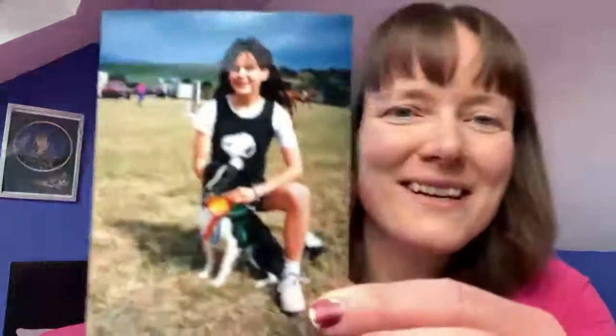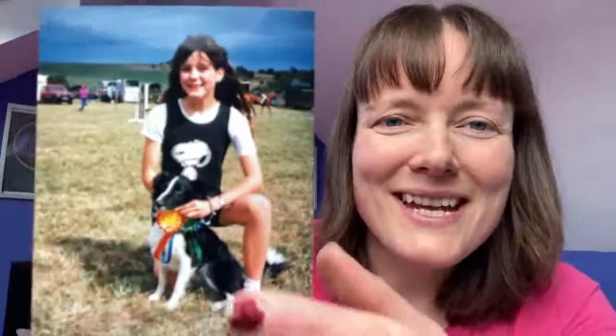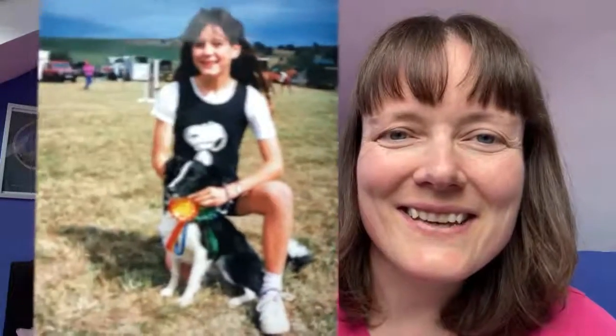And here is me at probably 11 years old. So 11-year-old me. And we entered a dog show together. So this rosette is a rosette that we won. We won that for doing the dog and owner jumping competition. So we had to run around and jump over obstacles together, and we were both quite fast, so we won a rosette.